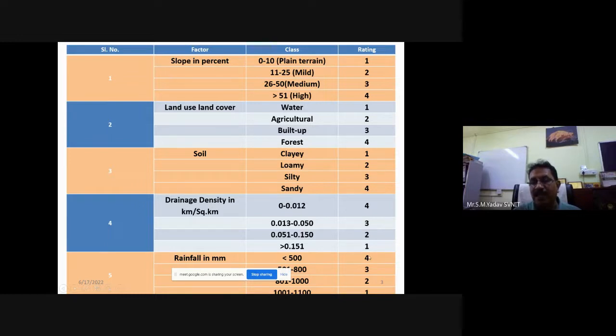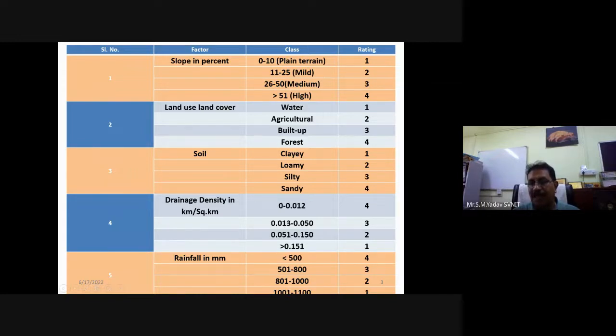And accordingly, the rating is given that a drainage density ratio of 0.151 will lead to high hazard, while a drainage density ratio of 0.012 will lead to low hazard. Right? Now, it will be very clearly understood from rainfall values what I am trying to explain about the rating.